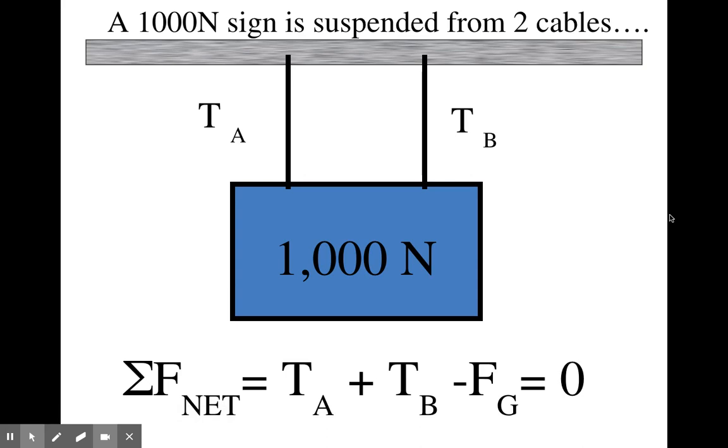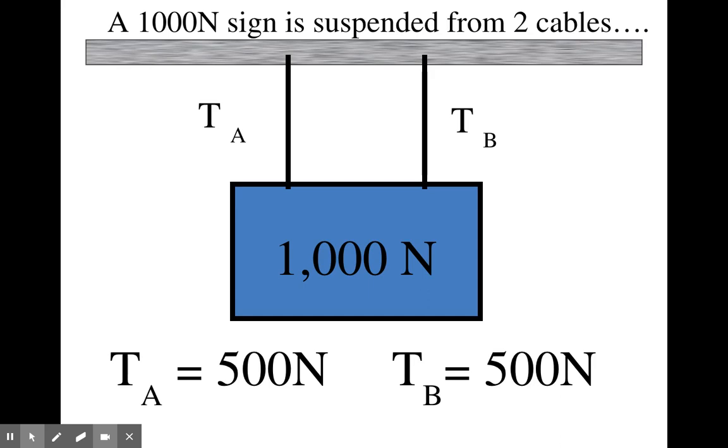Here's our net equation. The sigma force, the net force, would be equal to the tension of A plus the tension of B minus the downward force due to gravity. And all that should equal zero. If it didn't equal zero, then the box would be pulled up if it was positive. If it was negative, that means the box or the sign or whatever would be falling down.